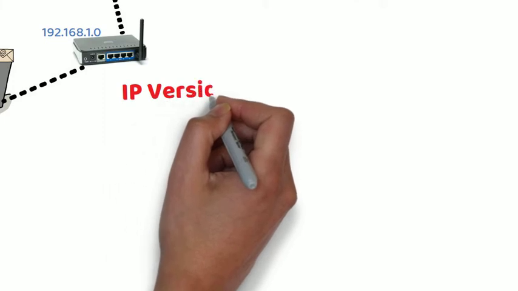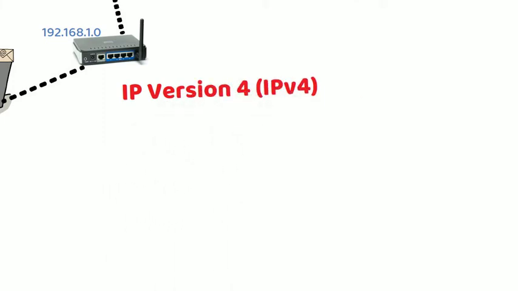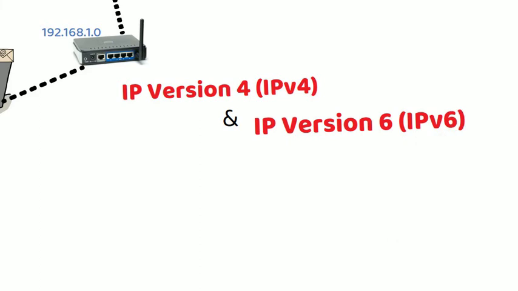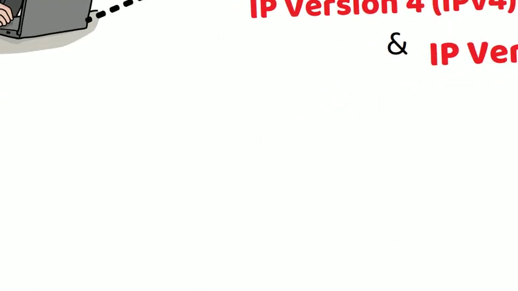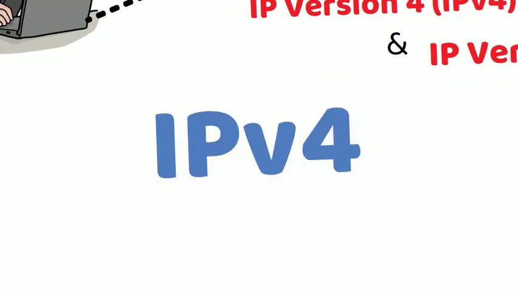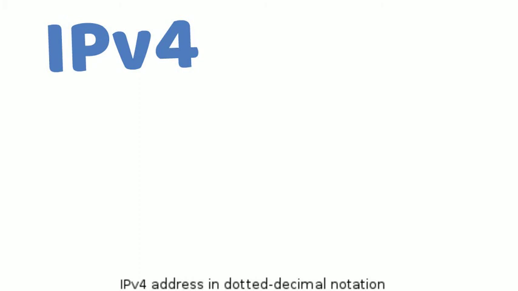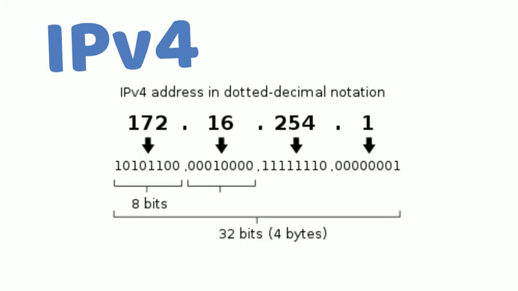There are two standards for IP addresses, IP version 4, IPv4, and IP version 6, IPv6. All computers with IP addresses have an IPv4 address, and most use the new IPv6 address system as well. Here are the differences between the two address types.